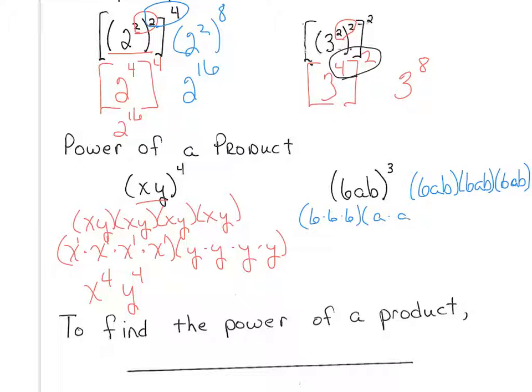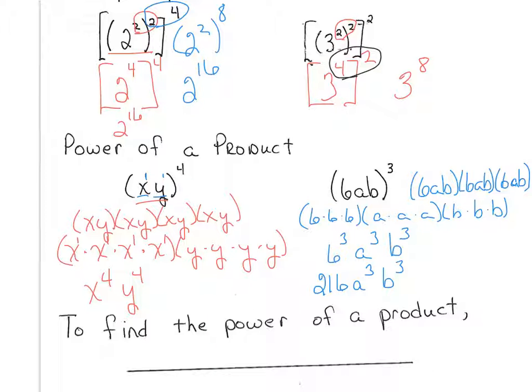A times A times A, and B times B times B. So we'd have 6 to the 3rd power, A to the 3rd power, and B to the 3rd power. And you can use a calculator to determine that 6 to the 3rd power is 216, A cubed, B cubed. Now notice what happened. We multiplied both factors, their exponents, together.